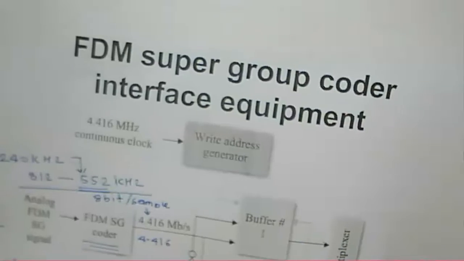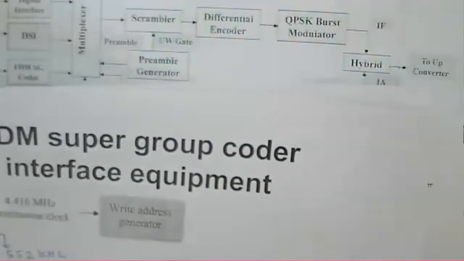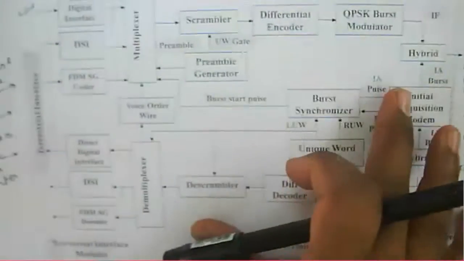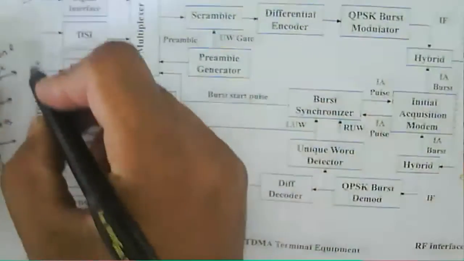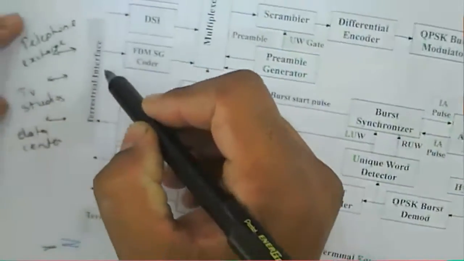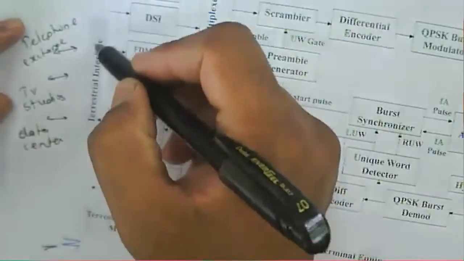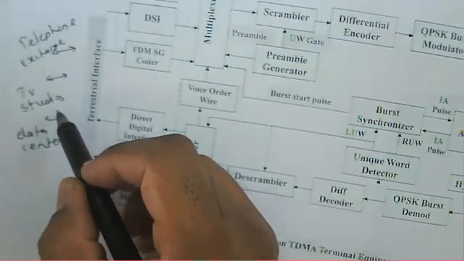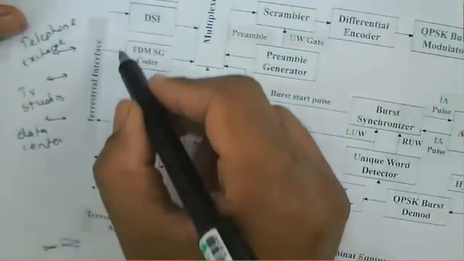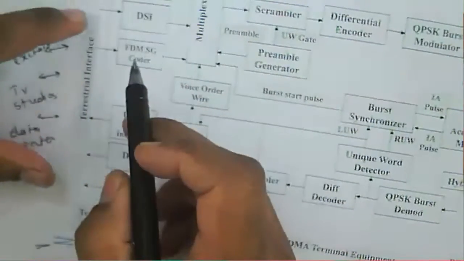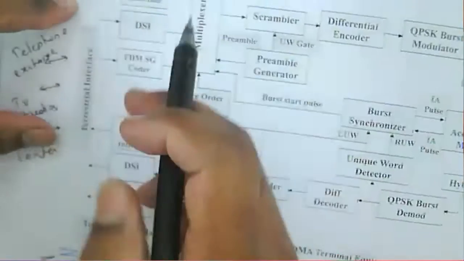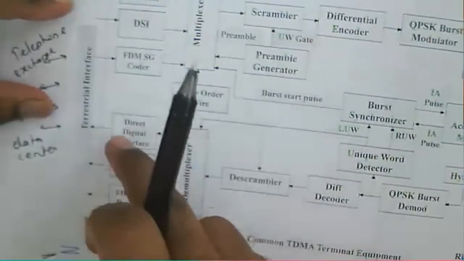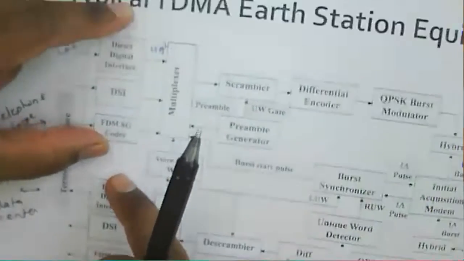Today we will continue the discussion of a TDMA terminal equipment. In that TDMA terminal equipment, we say that there is a terrestrial interface, and for this terrestrial interface, the input is from the telephone exchange, TV studios, or a data center. Now these are the input to your transmitter system. This is about the transmission section, and the same is about the receiving section here. This one is the receiving section. This one is the transmitting section.